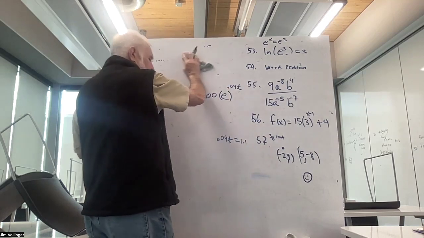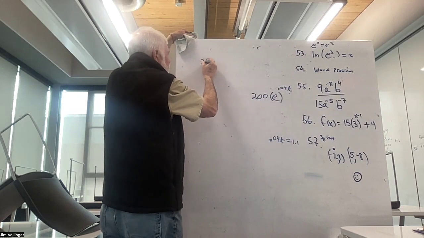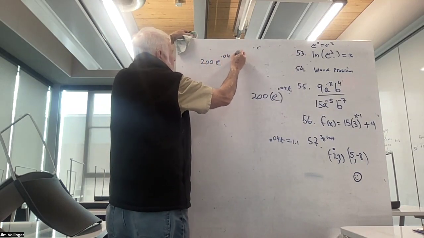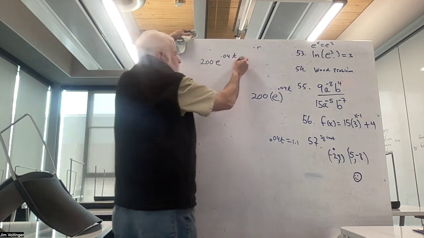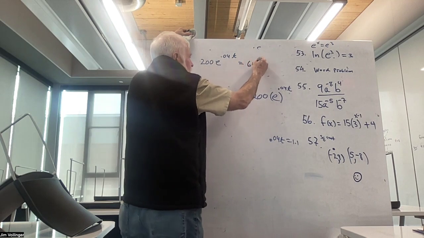Okay, now a more formal explanation. Let's put it over here so I can get some room. Now I don't have to push up against the table next to me. 200e to the 0.04, that's the interest rate. T stands for time, and I want it to triple. If I want it to triple, I want $200 to become $600.